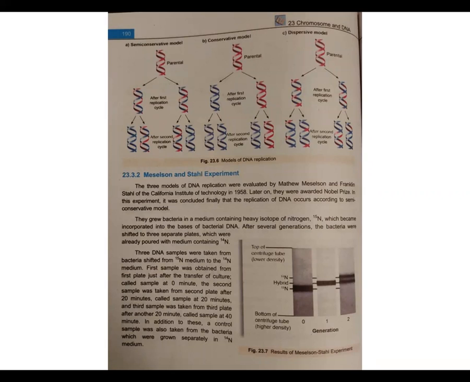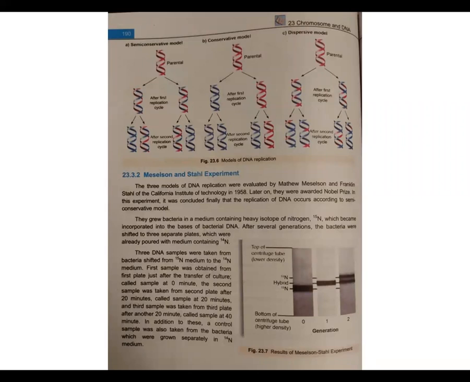The dispersive model is the third one, in which you can see that the daughter duplexes, the daughter DNA strands, are actually hybrids or mixtures of a few nucleotides from the pink one, the parental one, and a few from the blue one, the daughter one. So that doesn't quite make sense, as how exactly can this happen.